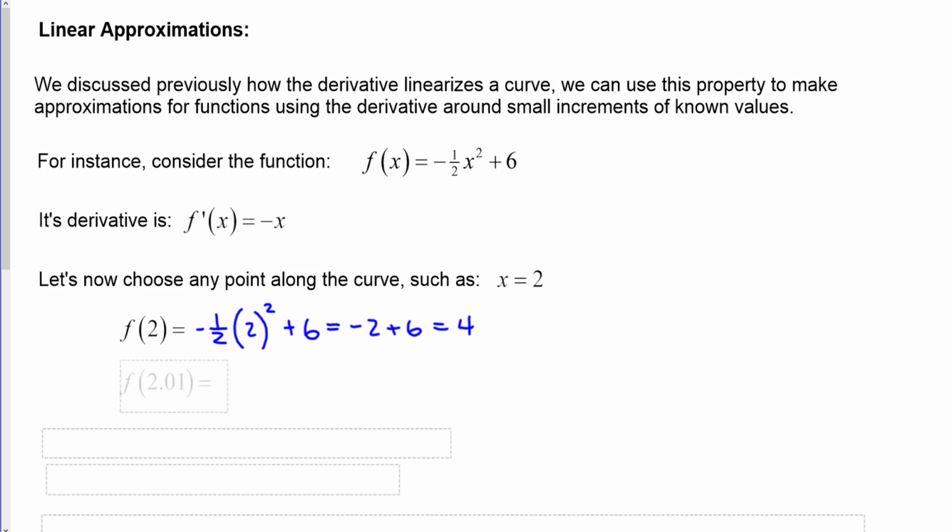Now, if I pick another point that's close to 2 and evaluate it, and 2.01 is going to be a little bit more difficult to do in my head, so I think I'll grab the calculator to evaluate this.